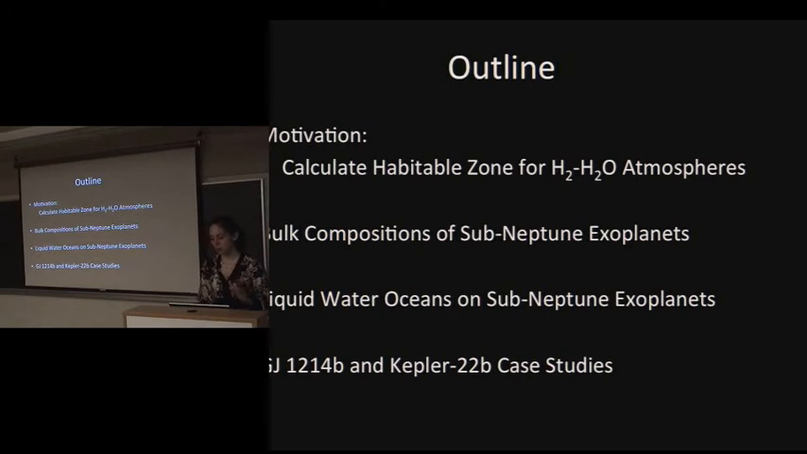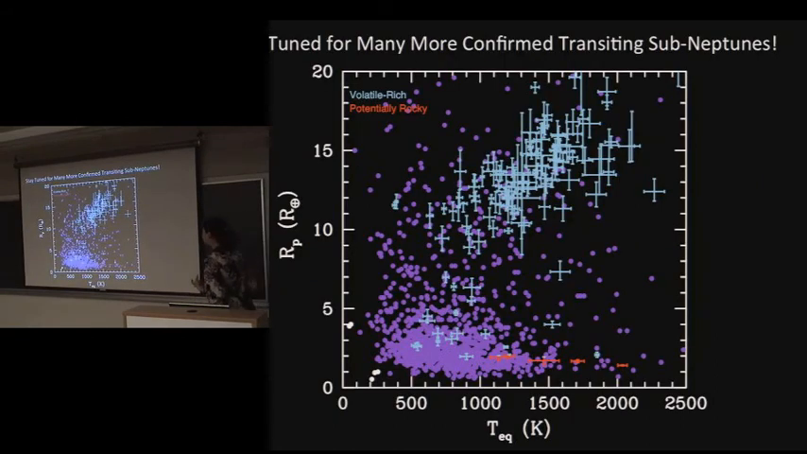So we don't know of any transiting sub-Neptune mass planets with liquid water oceans to date, but as more transiting planets are discovered, I'm very excited about filling in the mass radius diagram. And so here I'm plotting equilibrium temperature as a function of the planet radius. Each of these crosses are transiting planets for which we have mass constraints.